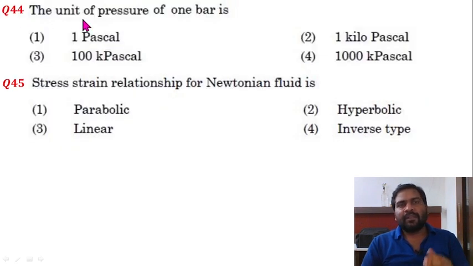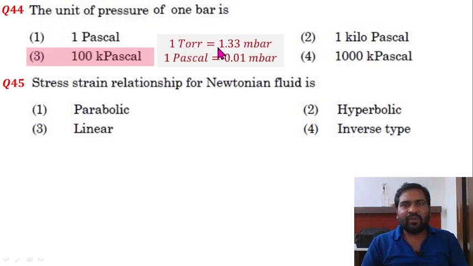Question 44. The unit of pressure of 1 bar is? So 1 torr is equal to 1.33 millibar and 1 Pascal is equal to 0.01 millibar or 10 to the power minus 5 bar.